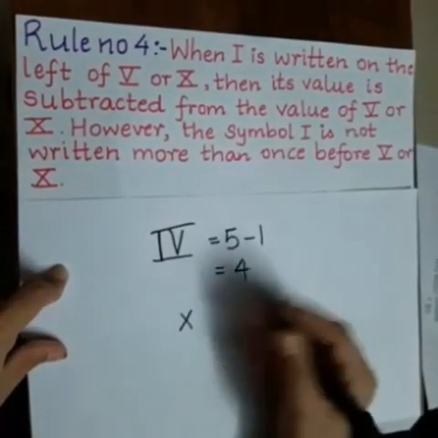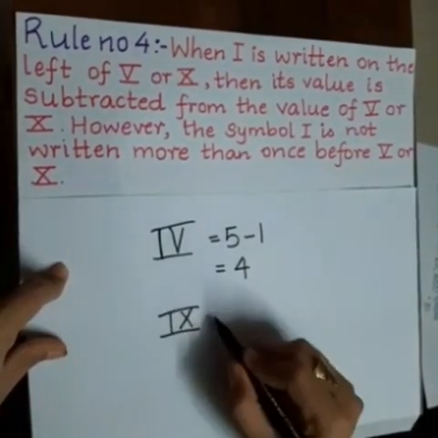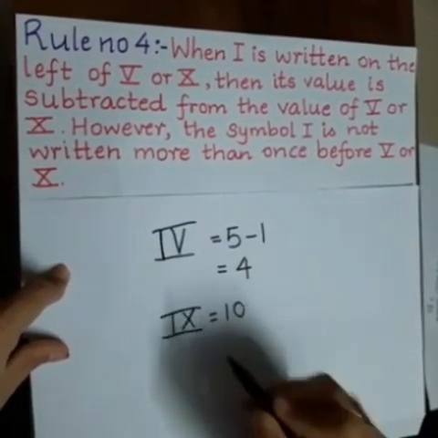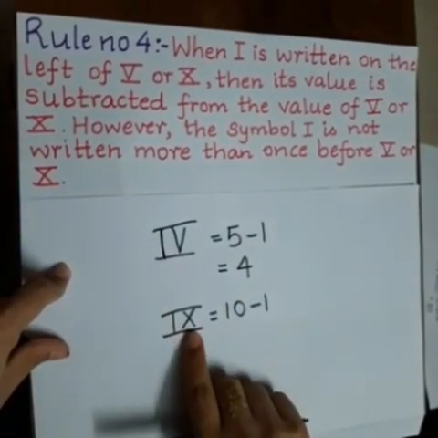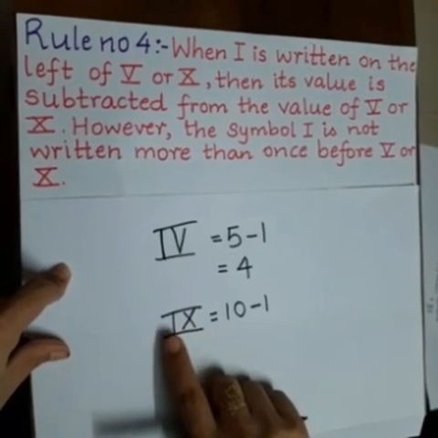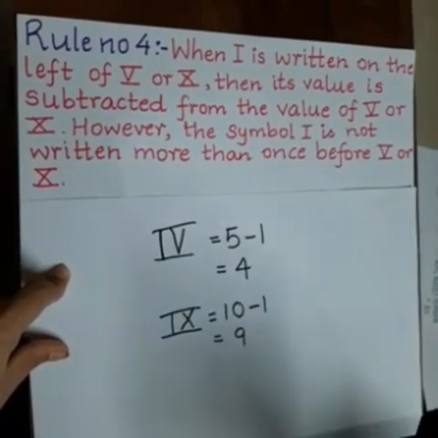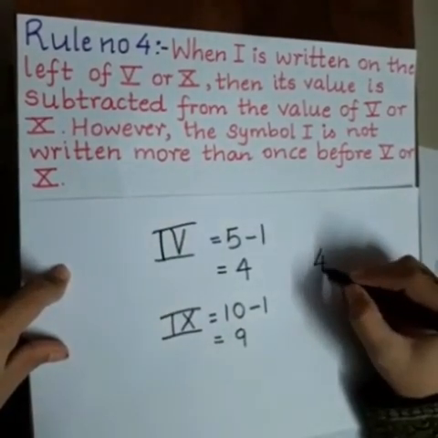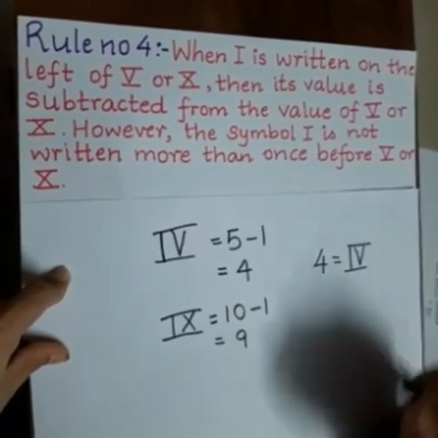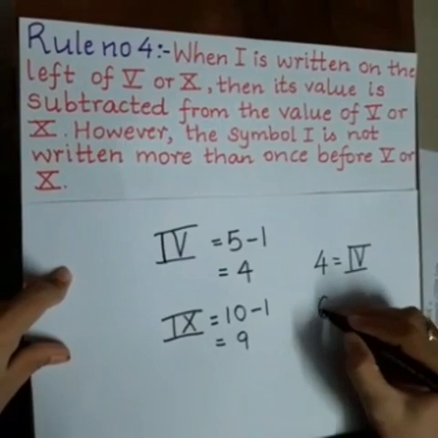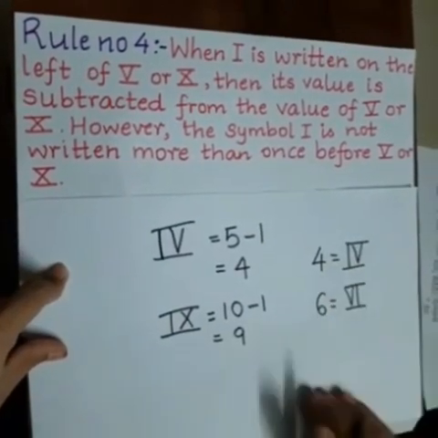So for X, on the left side we have to write 1, that is I. So this becomes 10 minus 1, because 1 is on the left side and here it is a bigger number. On the left side we have a smaller number, so we are going to subtract 10 minus 1, that becomes 9. For 4 we have the symbol I and then V. And for 6 we have the opposite, that is V and I.